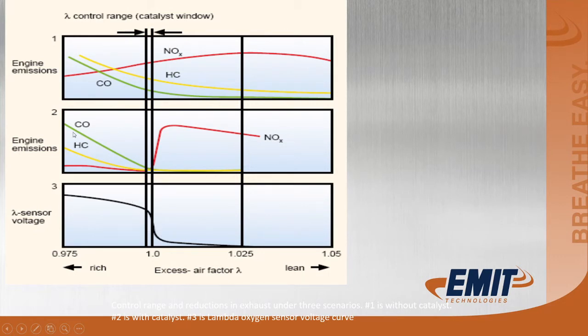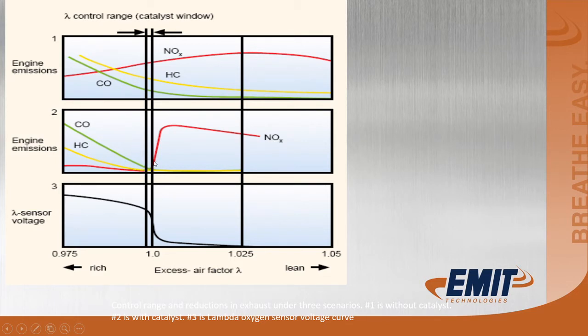Okay, so the engine emissions going across the catalyst. Here's the top graph, which is no catalyst at all. This is just normal emissions. You lean the engine out, the NOx gets high, and the hydrocarbons go down, and the CO gets low. You richen the engine up, CO goes high, hydrocarbons go up, and the NOx goes down. Pretty straightforward. This one is showing what happens with a catalytic converter.